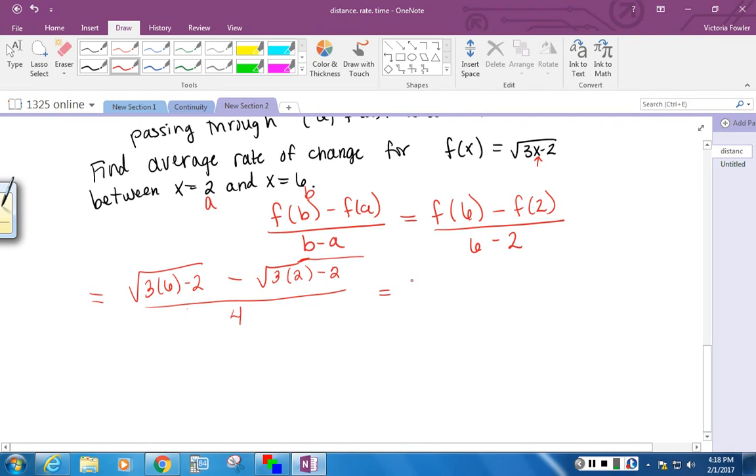And so let's continue this out. So I'm going to have the square root of 18 minus 2, which is the square root of 16, minus the square root of 6 minus 2, which is 4. And so I'm going to have 4 minus 2 all over 4, and I'm going to end up with 1/2. So the average rate of change for this function between x equals 2 and x equals 6 is 1/2.